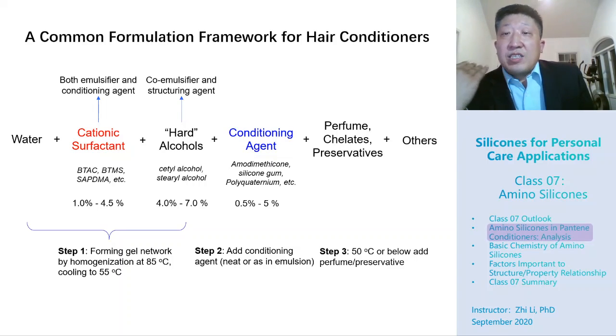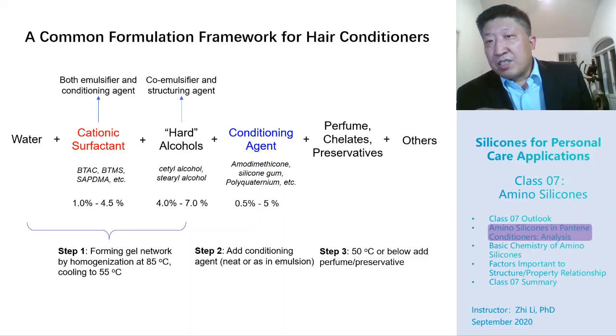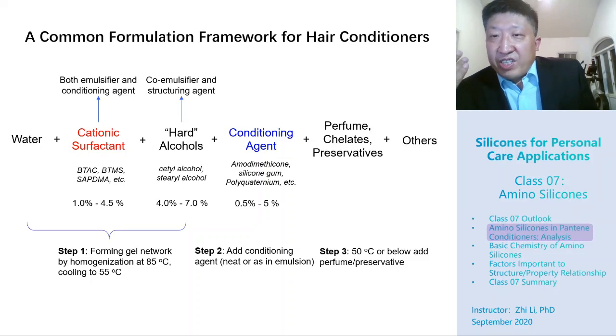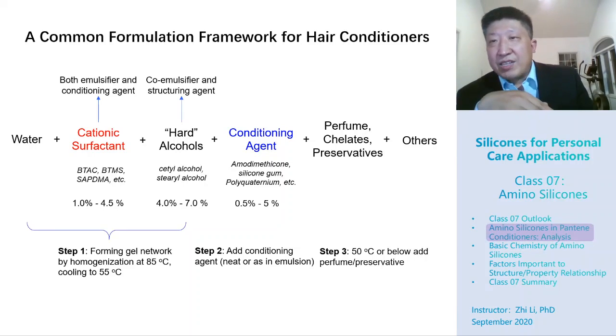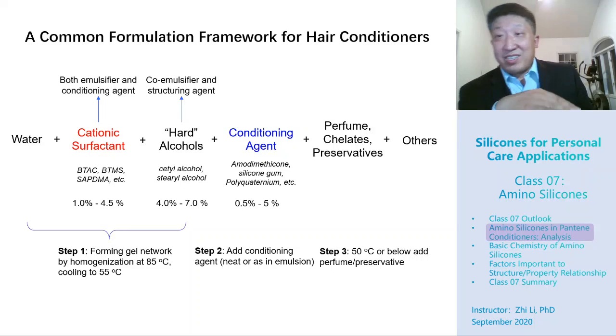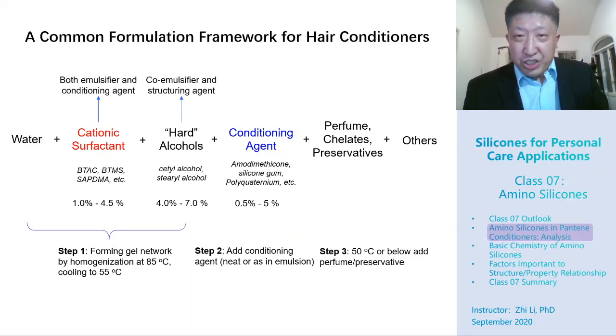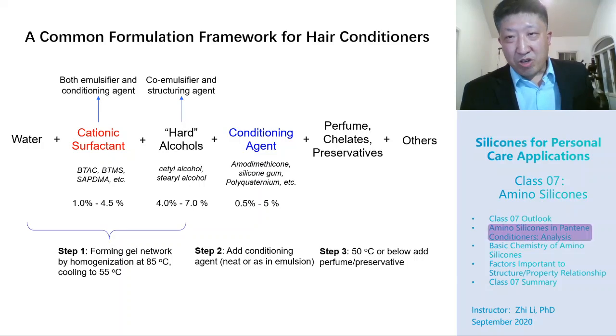Okay, and then the temperature can be further cooled down, for example, to below 50 degrees C. At this stage, you are able to add perfume, chelators, preservatives, or any other claim ingredients you wish to add, amino acid, or whatever things. Okay, so this is a common formulation framework, which P&G has been practicing for a very long time, for many reasons. Okay, let's see how this is put together with amino silicone.